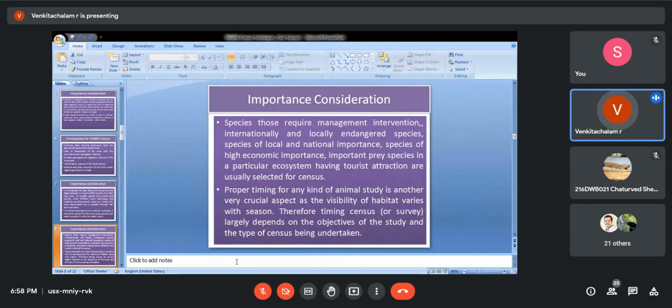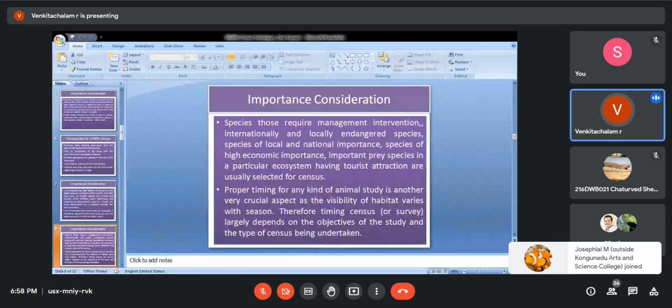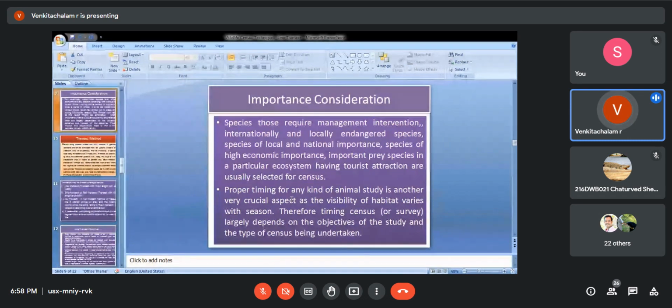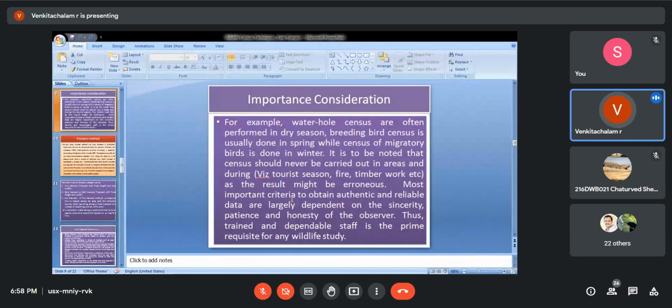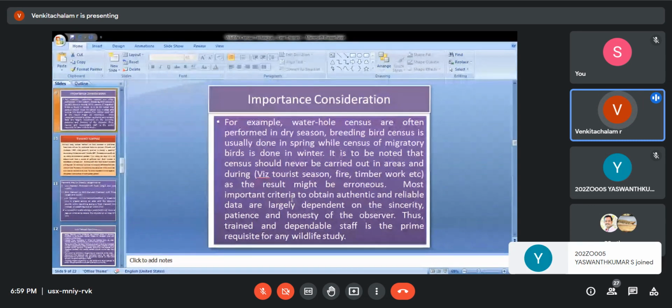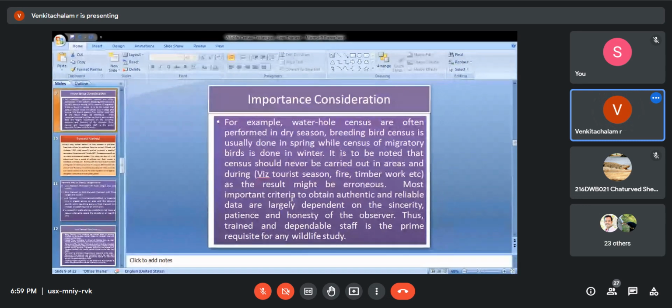Therefore, the timing of a census or survey largely depends on the objectives of the study and the type of census being undertaken. For example, a waterfowl census is often performed in the dry season, and a breeding bird census is usually done in spring, while a census of migratory birds is done in winter. And it is noted that a census should never be carried out in an area during tourist season, fire, timber work and all. As a result, it might be erroneous.